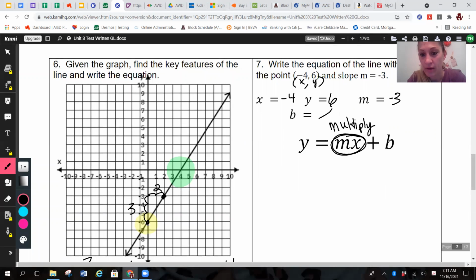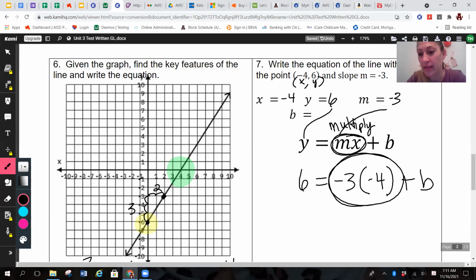So looks like our 6 is our y. Our m is -3. Notice I'm putting a parenthesis around x because that's what good mathematicians do when it's multiplication. And we don't know b, so we put plus b. Now, we're going to multiply -3 times -4. Well, go to Desmos, use your calculator. -3 times -4 is +12.